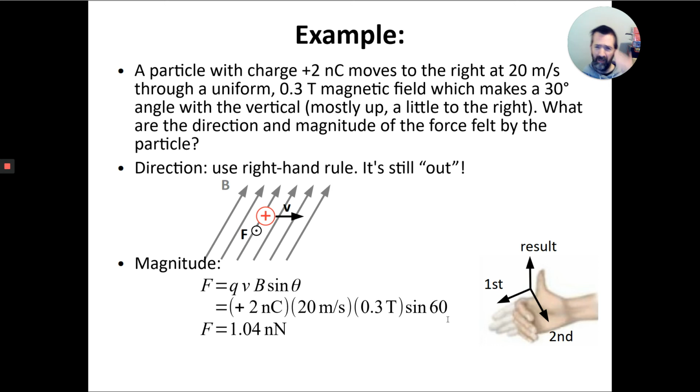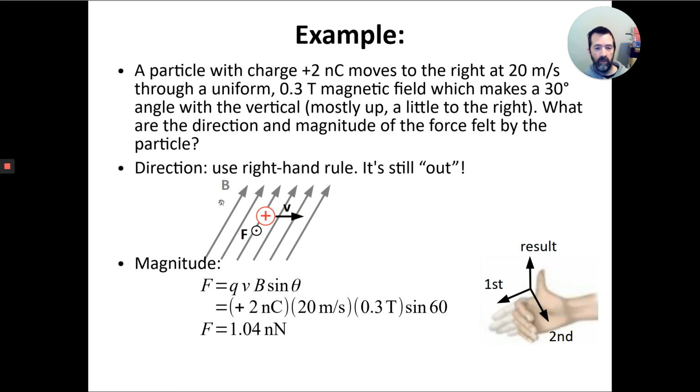You may be thinking, Mr. Stonebreaker, the problem said 30 degrees. What is going on? Keep in mind that this is supposed to be the angle between the velocity vector and the field vector. The 30 degrees that was stated in the problem, that's the angle between the field and a vertical line.